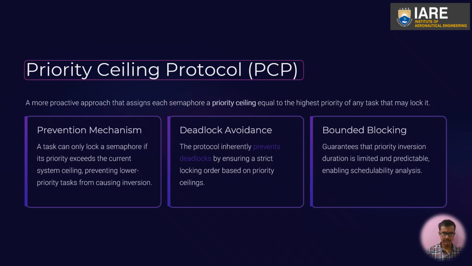First, prevention mechanism: a task can only lock a semaphore if its priority exceeds the current system ceiling, preventing lower priority tasks from causing inversion. Deadlock avoidance: the protocol inherently prevents deadlocks by ensuring a strict locking order based on priority ceilings. Bounded blocking: it guarantees that priority inversion duration is limited and predictable, enabling schedulability analysis.